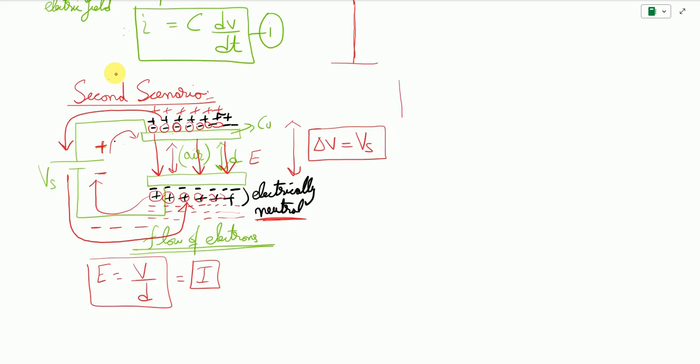So now let us see further the performance metrics of these capacitors. Normally a capacitor is measured in a term called capacitance.